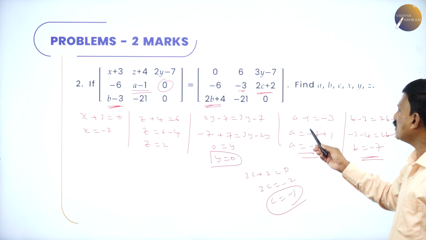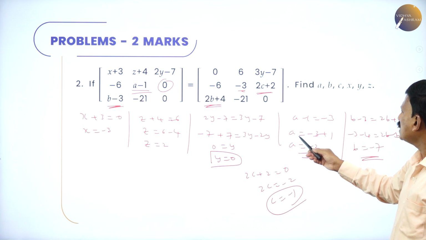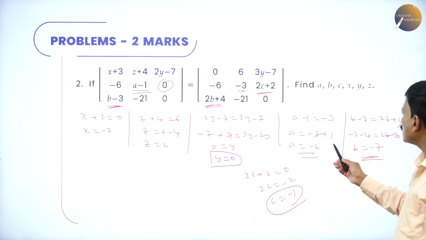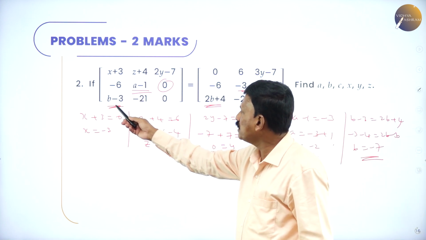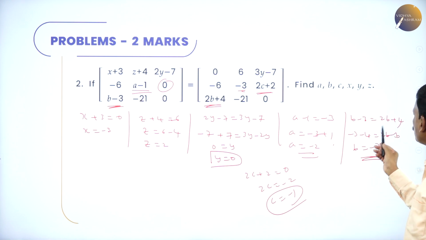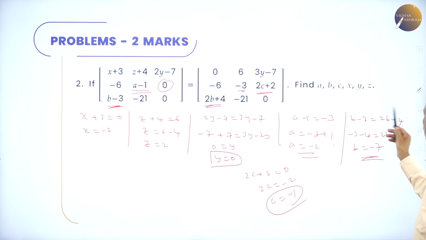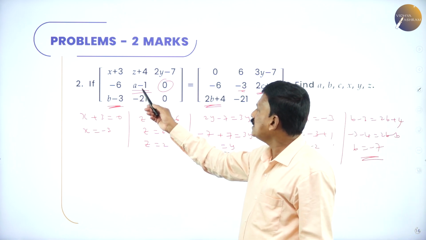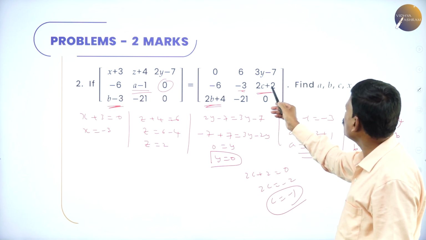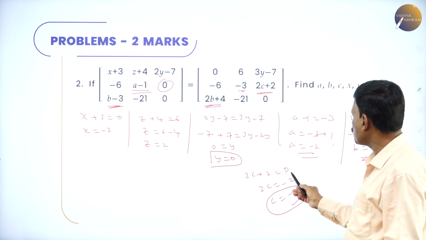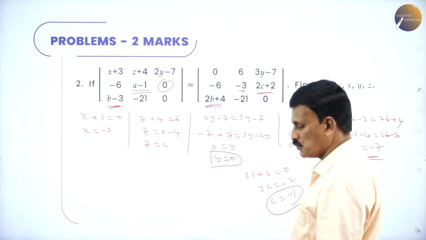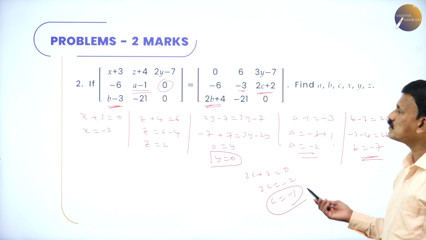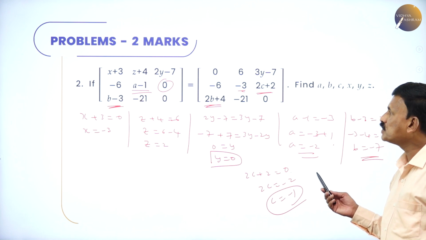Again, for the A, B and C values, A minus 1 is equal to minus 3. A is equal to, transfer this, minus 3 plus 1, which is minus 2. Now B, where is B? B minus 3 is equal to 2b plus 4. Transfer this. So 2b minus b is equal to minus 3 minus 4. That is b is equal to minus 7. And finally the C value. Where is C? Here it is. 2c plus 2 is equal to 0. 2c is equal to minus 2. C is equal to minus 2 by 2, which is equal to minus 1. So this is how you are going to solve.